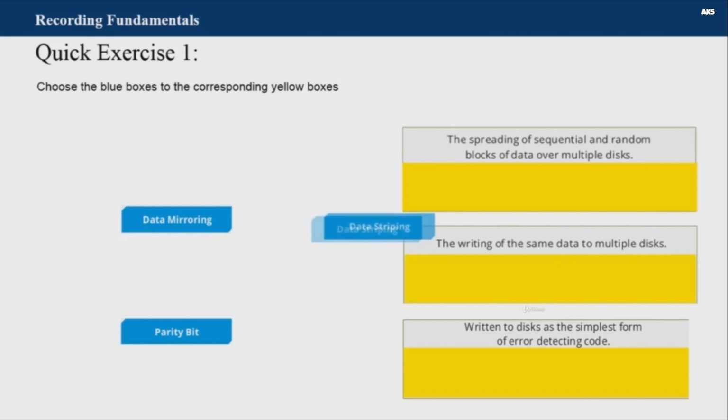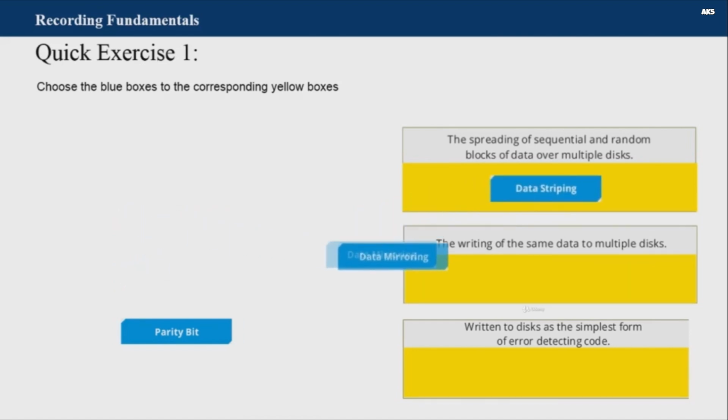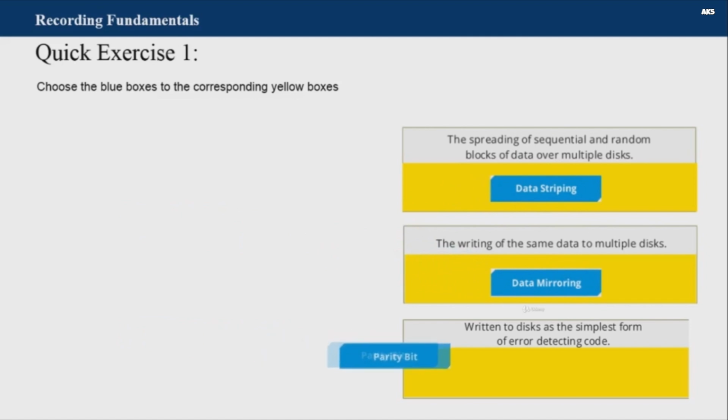So the correct answer for the spreading of sequential and random blocks of the data over multiple disks is striping. The correct answer is data striping. And for the writing of the same data to multiple disks is mirroring. So the correct answer is data mirroring. And for writing to disks as the simplest form of error detection code is parity bit. So the correct answer is parity bit.